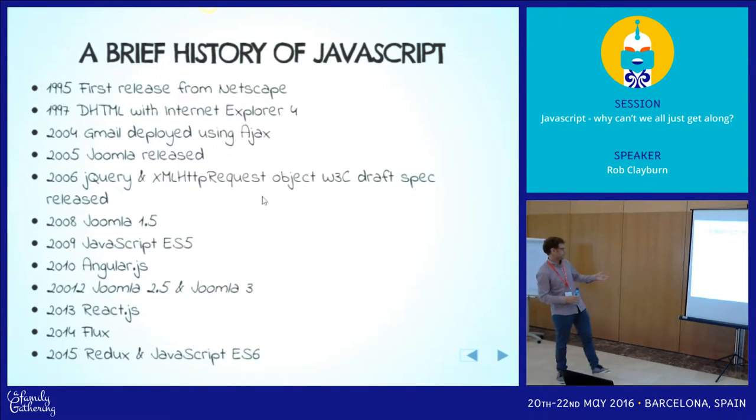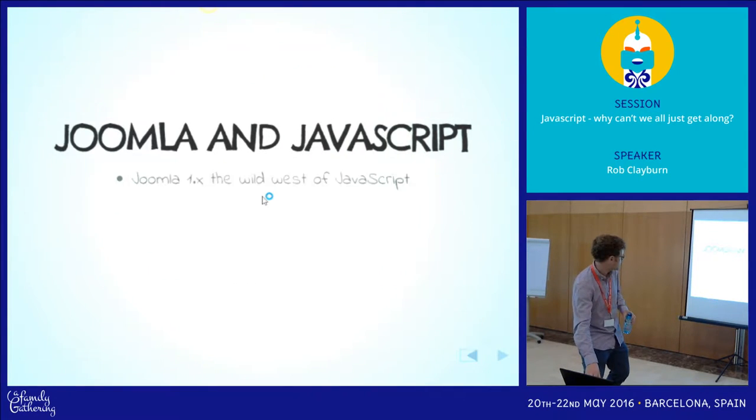And then what tends to be used these days is an implementation of Flux called Redux. It's now part of the Twitter group of JavaScript applications, and we've also had ES6 released as well. That's 10 years since the last one? Yeah, 6 years, since ES5. So let's just talk about Joomla and JavaScript.